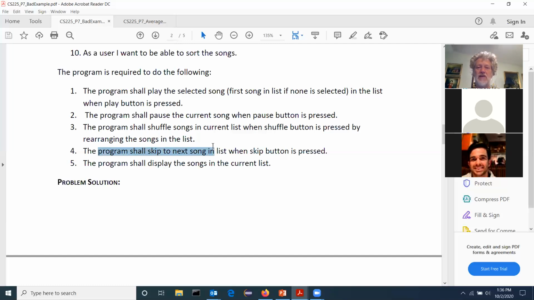Program shall skip to the next song in list. When skip button is pressed, there's that button again. Program shall display the songs in the current list. That's good because it didn't talk about how the display occurs. So these aren't like, oh my God, the worst requirements I've ever seen, but you can see that if you start to think about how can I pull a dirty trick on this person, how can I cheat, they're quite cheatable.